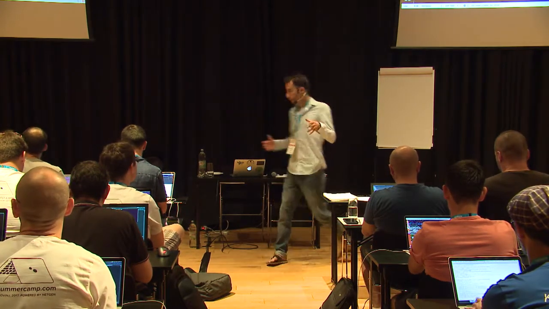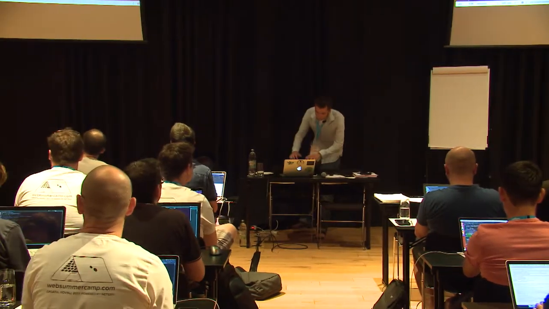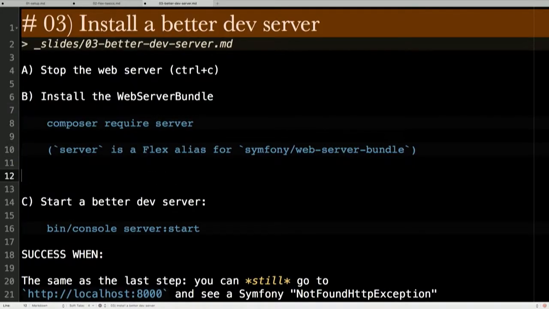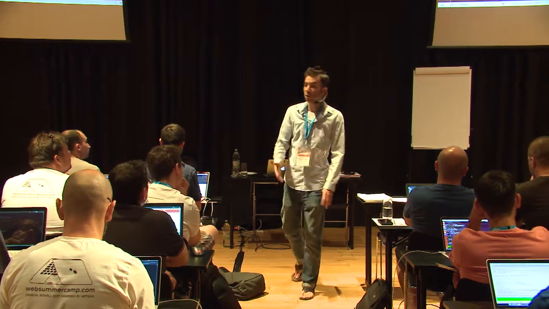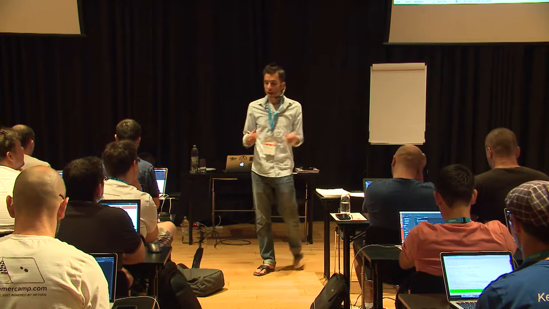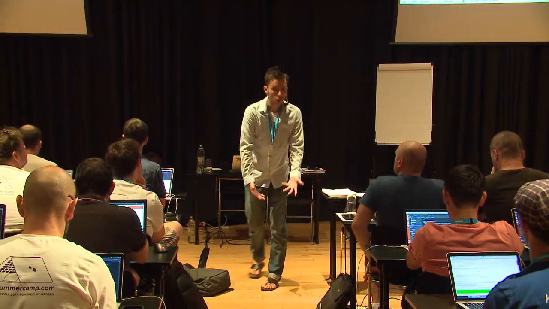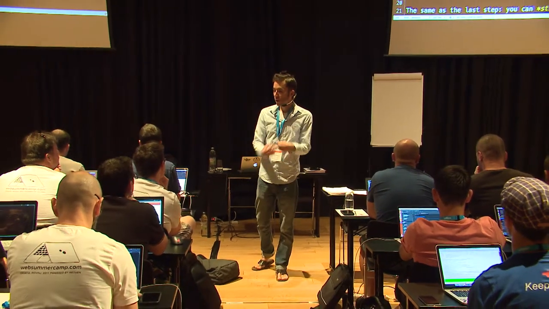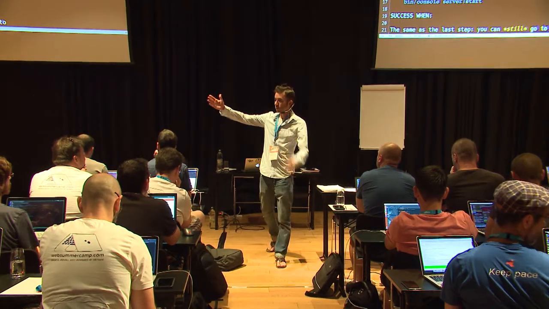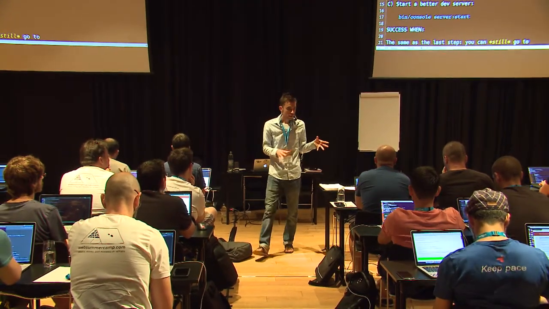And notice what you might expect, and we are going to see this multiple times. You would expect the command to look something like this. I told you there's a web server bundle. It's a package on Packagist, so you could run composer require symfony/web-server-bundle. That would work. One of the things that Flex has is aliases. There's a bunch of built-in aliases, so in this case, you can actually say composer require server, and then Flex translates that to the longer version.